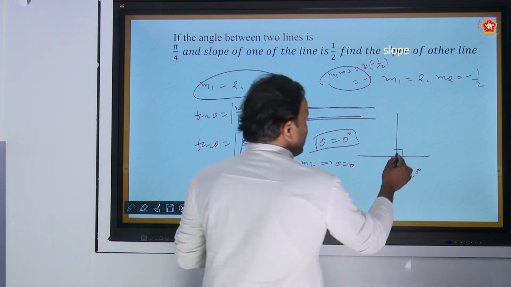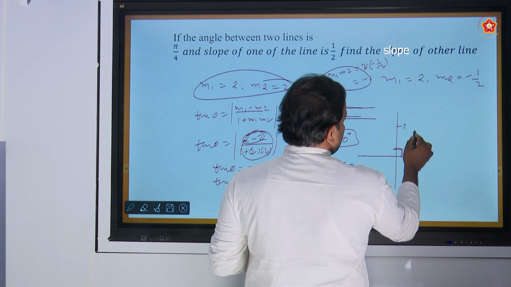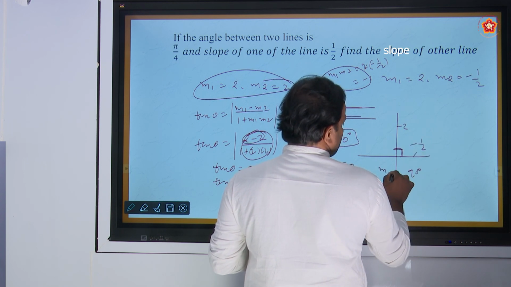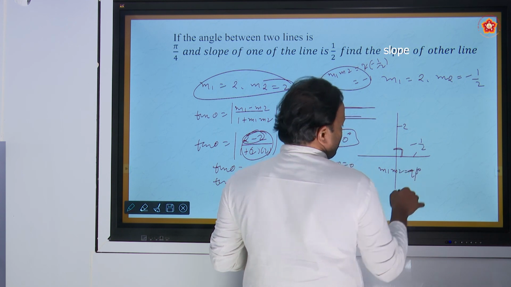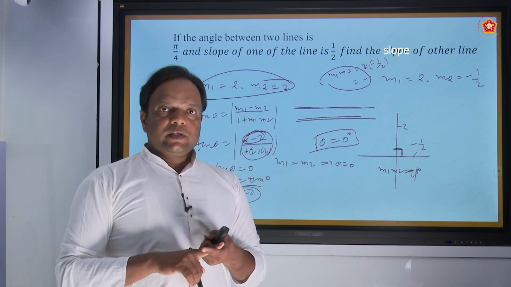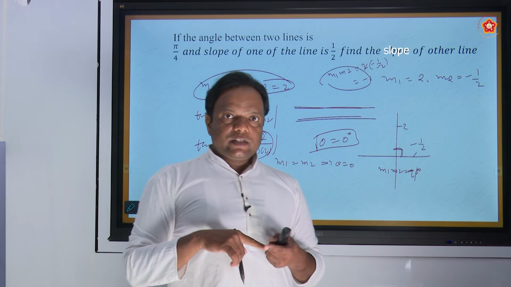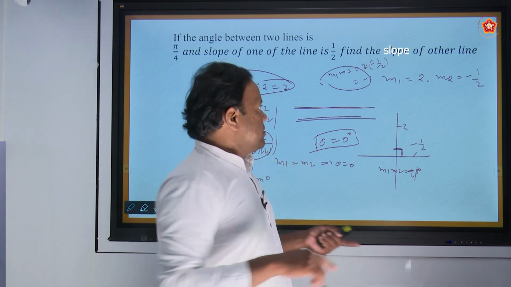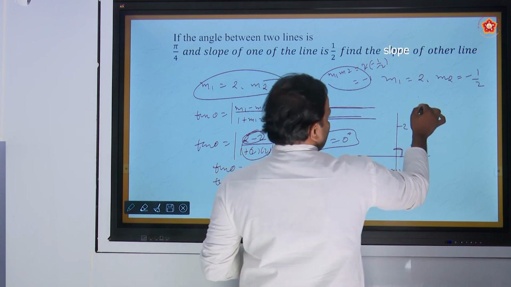If the lines are perpendicular to each other, so this slope is 2, this slope is minus 1 by 2, you have to multiply these. We got m1 into m2 is equal to minus 1. If m1 into m2 equal to minus 1, the lines are perpendicular to each other. If the lines are perpendicular to each other, then what is the angle between the lines? It is 90 degrees. Correct. So again use the formula, we will get the same answer.